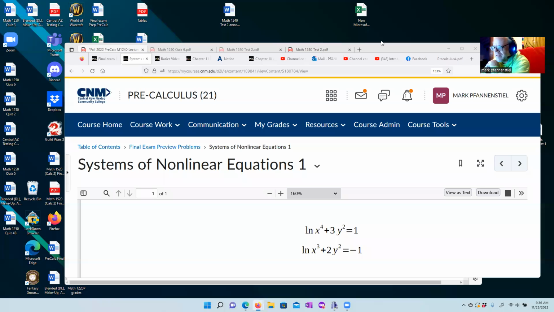All right, good morning. So welcome back to pre-calculus. This is a problem I got out of another book. It's a system of nonlinear equations. I urge you to try it first before you watch me do it.